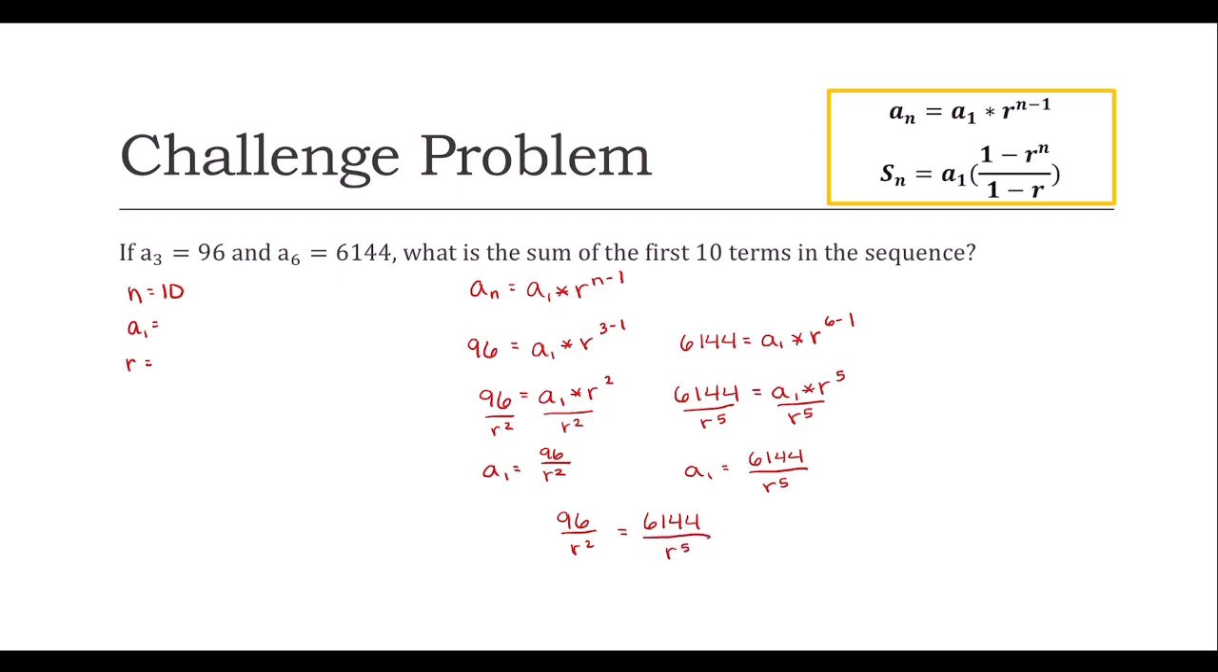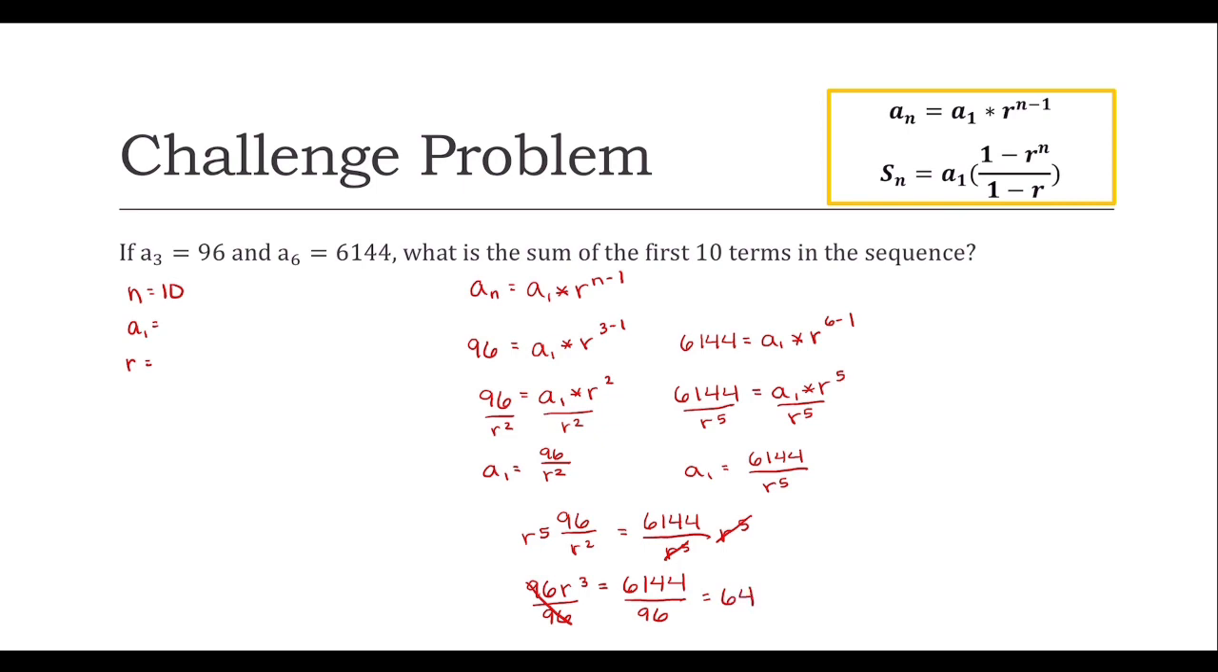And we can multiply both sides by r to the 5th. So these will cancel. R to the 5th over r squared, you take 5 minus 2 and we get r cubed. So we have 96 r cubed equals 6,144. Divide both sides by 96. And then we get that r cubed equals 64.